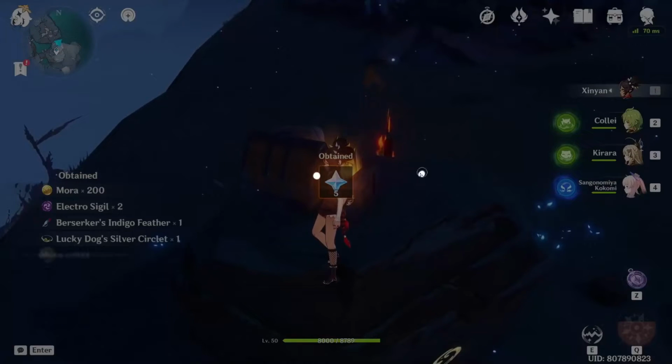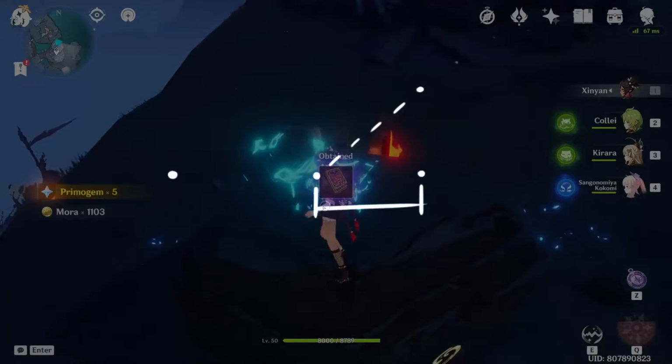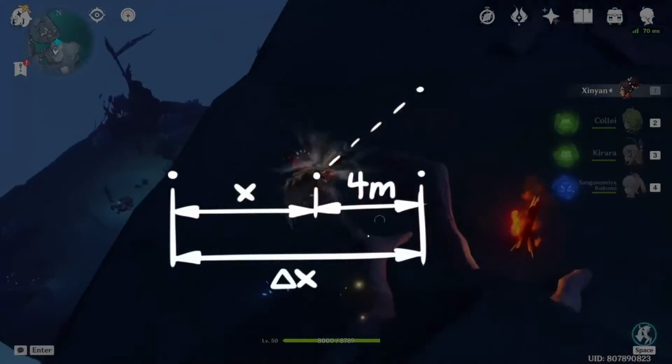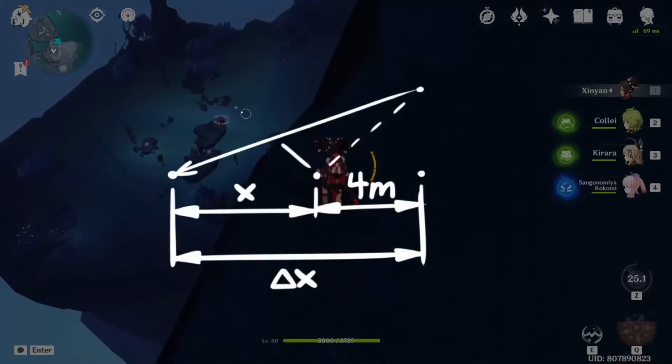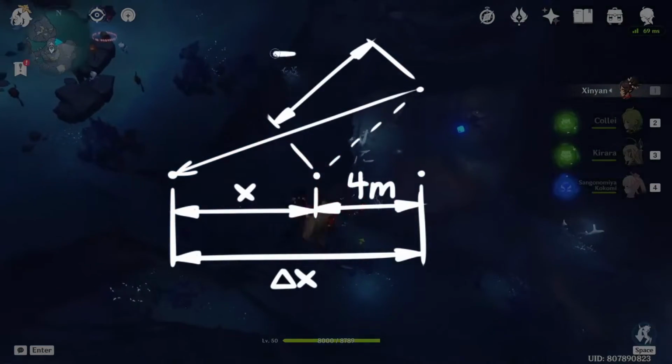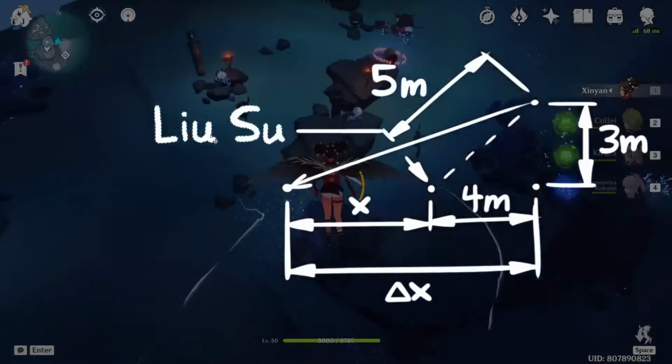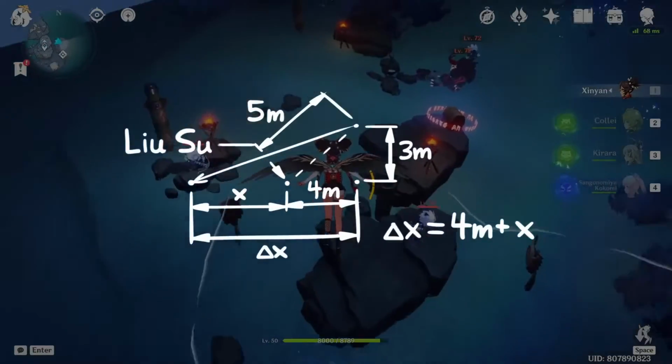Now, since we're only concerned with the horizontal movement in this one, we actually don't use the distance traveled, we use the horizontal placement, or delta x as I've drawn. I found that this value was consistently 5 meters for all characters. It might be different, but we don't have enough precision to actually say for sure.